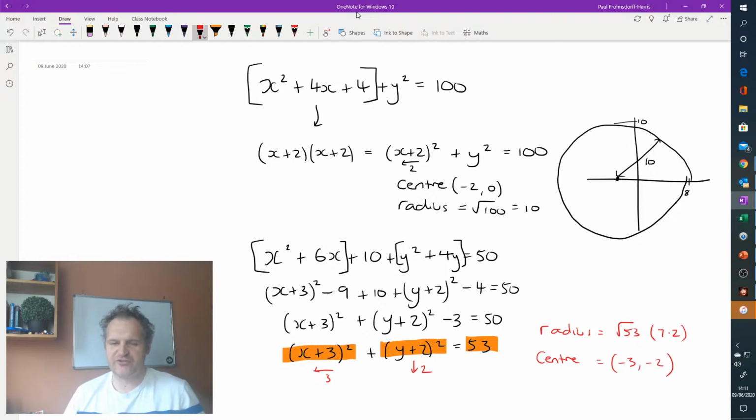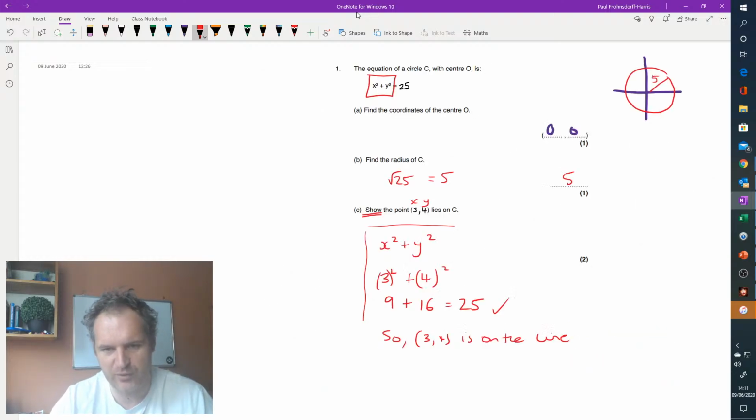So what I've tried to teach you today is that the format of a circle is x squared plus y squared equals r squared, but you may need to adjust and use completing the square. Completing the square is more of an A-level skill. The GCSE skill is more like the ones I've just done there.